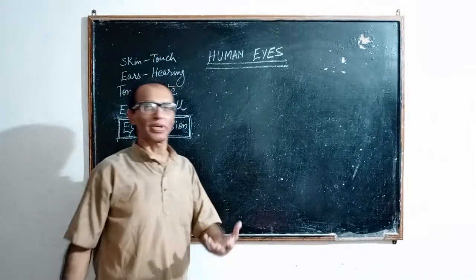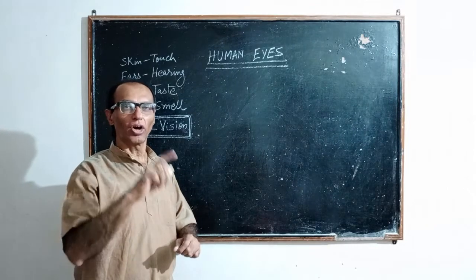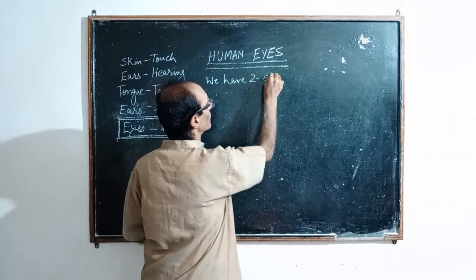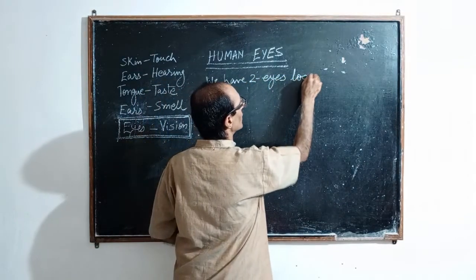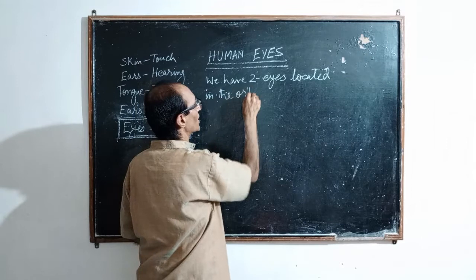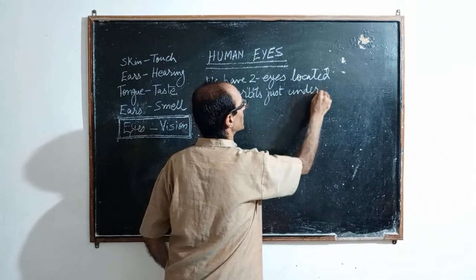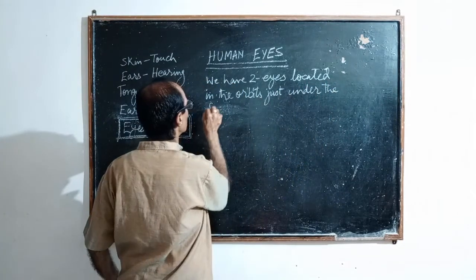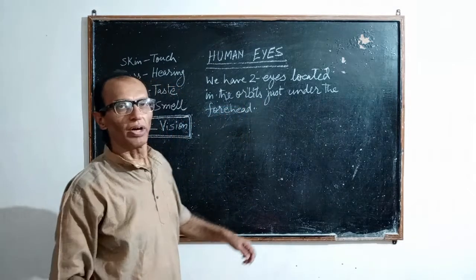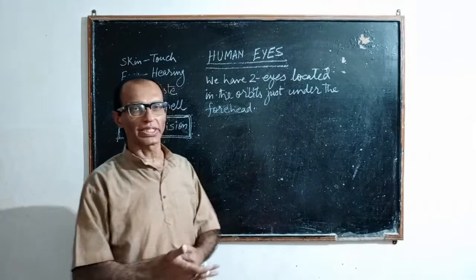We are equipped with 2 eyes, and these eyes are located in the orbits just below the forehead. We have 2 eyes located in the orbits just under the forehead. Now, these eyes, we wonder how big are these eyes?